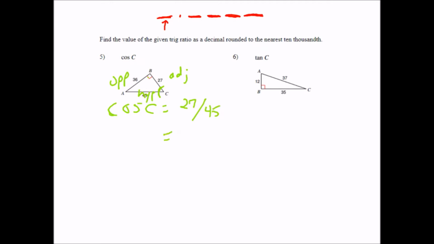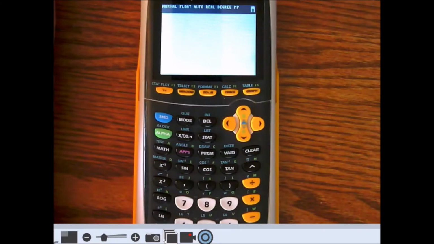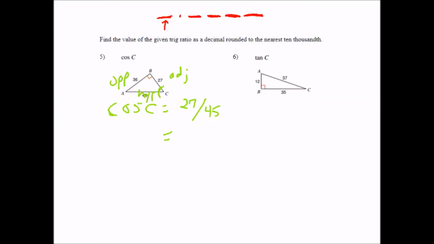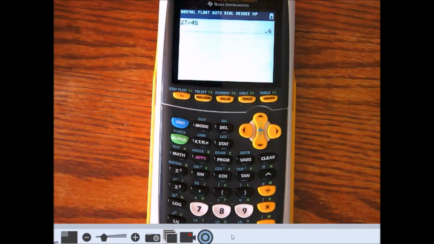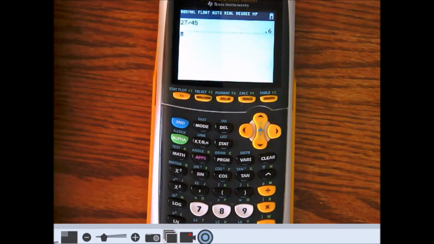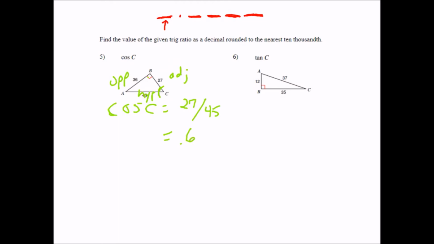Now what we're going to do is go to our calculator, and we're going to type in 27 divided by 45 and round to the nearest 10,000th. Can you see that? There it is. Just gives me 0.6. So if we round to the nearest 10,000th, it would be 0.6000. So the cosine of C is equal to that.